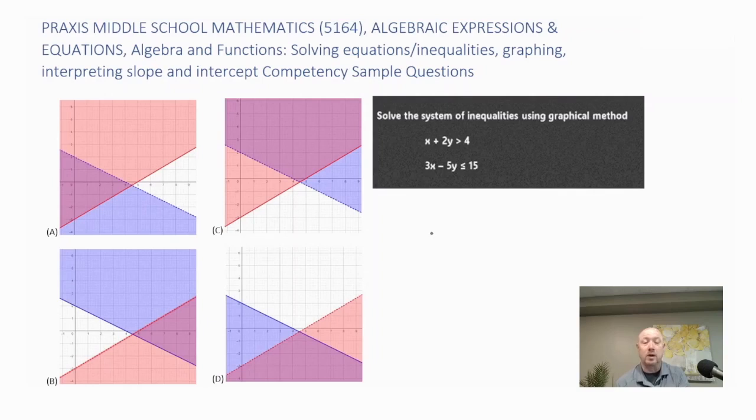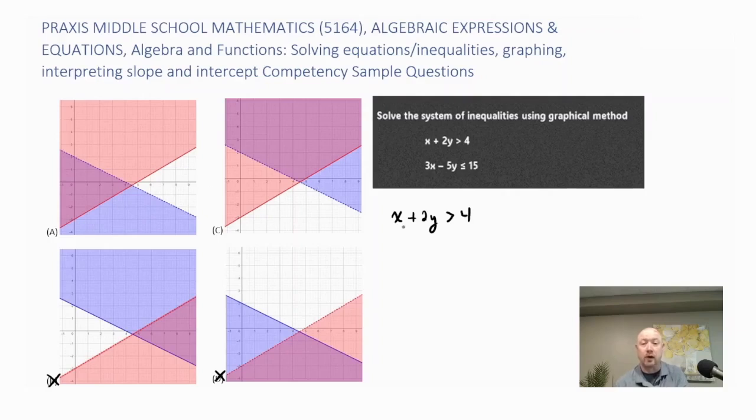So what do we notice here? Well, if we look at x plus 2y greater than 4, that has to be a dashed line. So I can eliminate any choice for that inequality graph that is not a dashed line. I can see in choices B and D, that graph is a solid line, so those cannot be the answers. So for choices A and C, what we're really looking at is how the region is shaded to get our correct answer.